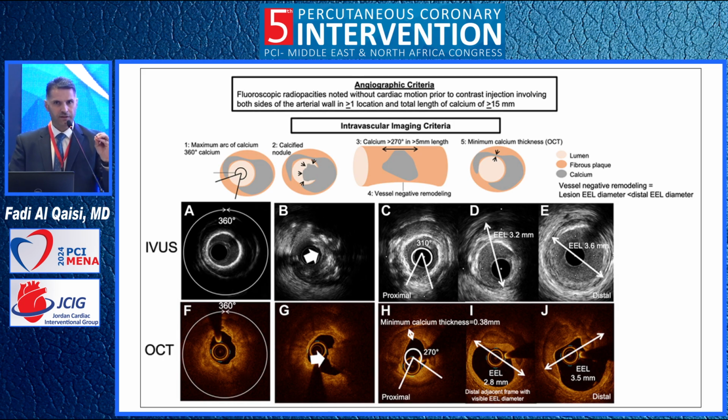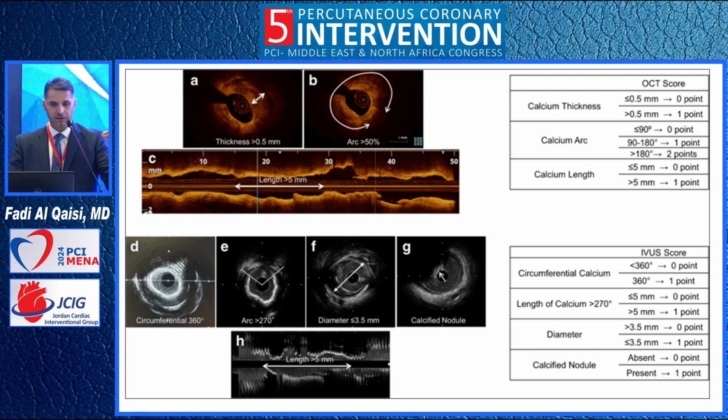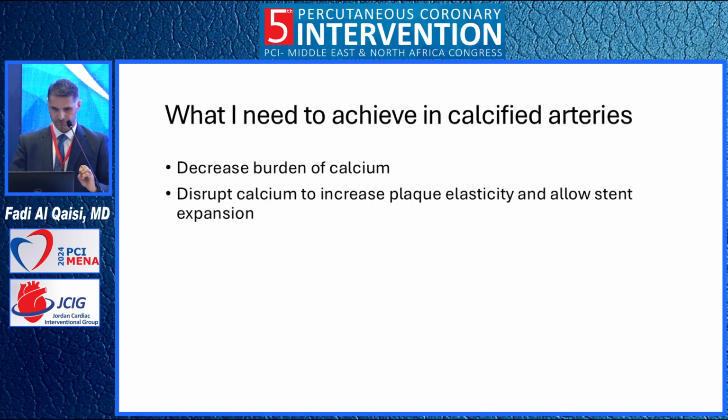And there is a very nice summary article from Sky that shows you all of these criteria. There is development of points based on OCT and based on IVUS, so you can make a decision. Shall I use plaque or calcium modification, or I don't need to use plaque calcium modification? For each criterion, you can add 1 point. If you have 2 points or more, it is recommended to use plaque modification to get better results, including the arc, the degree, the length, the diameter, and the calcified nodules.